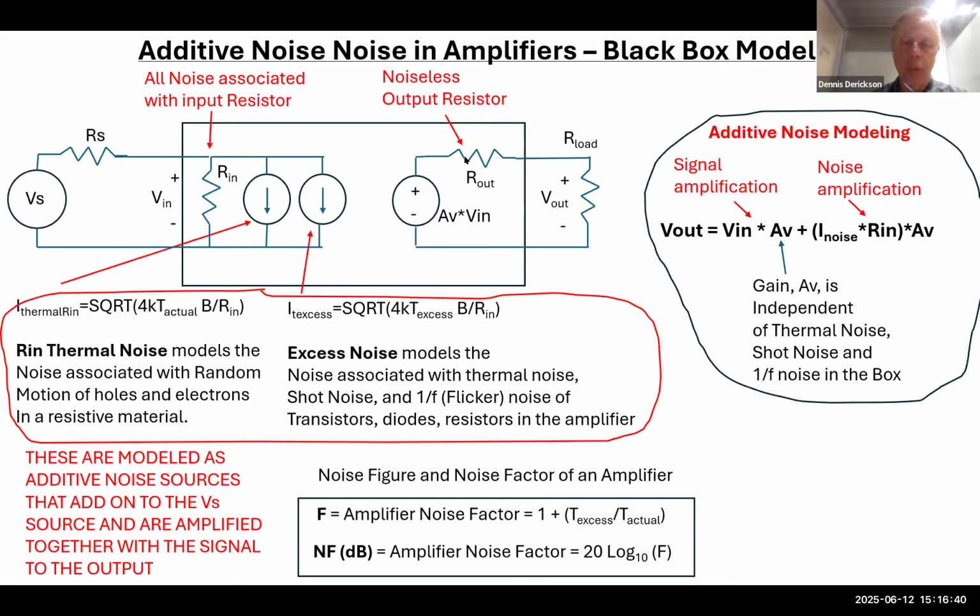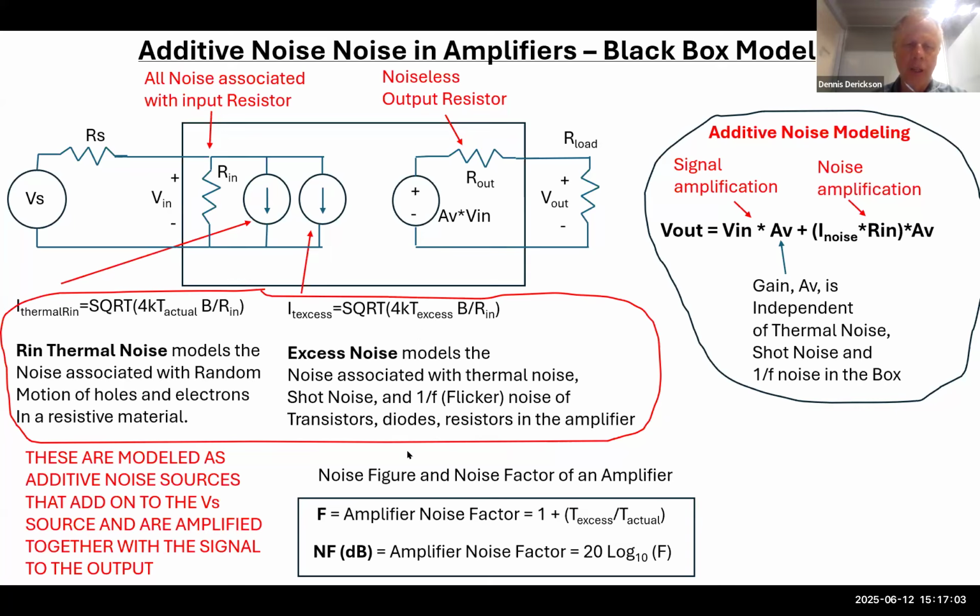We're going to say that our output resistance has no noise, and with these two parameters, we'll be able to model the entire noise performance of this amplifier. The excess noise temperature can be really hot. It's not a real temperature. You can have thousands of degrees of excess noise temperature. It's just a fictitious parameter that we fit into the thermal noise model.